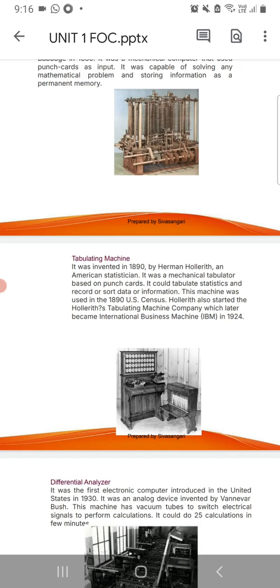Herman Hollerith also started the Hollerith Tabulating Machine Company, which later became International Business Machines, that is IBM, in the year 1924.